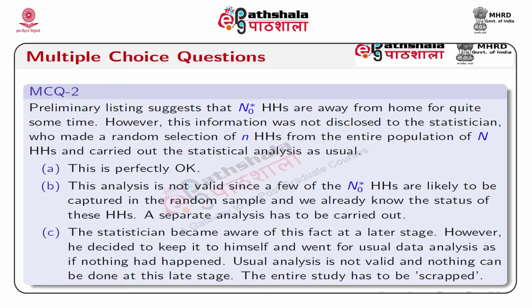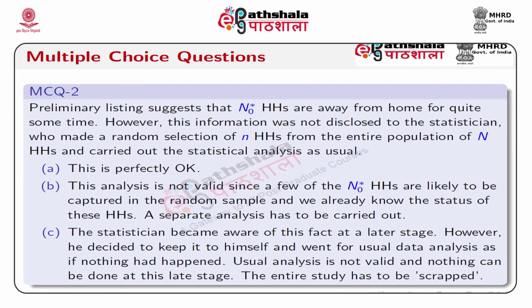I think that should have been number D. So, this should have been the number D option, and the number C option is right there. If nothing had happened, there should be an option number D: usual analysis is not valid and nothing can be done at this late stage; the entire study has to be scrapped. Why is this late stage? Because small n households have already been selected out of the big master list, and that knows of people that was not divulged to the statistician. So, it says that the entire study has to be scrapped and one has to do it all over again. So, please remember there is a D here, there are 4 options.